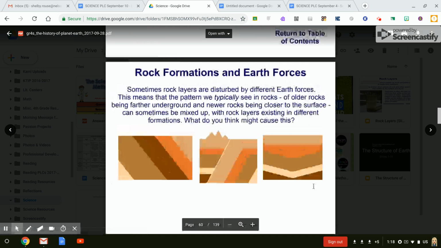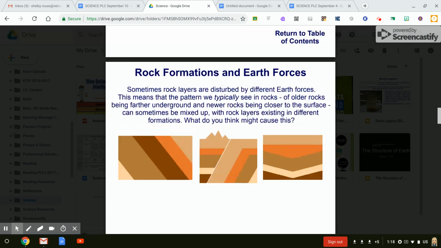So these three images kind of show us what rock layers look like anytime one of Earth's forces disturbs what's going on with our layers. So we know that because of the law of superposition, our older rock layers are found on the bottom and our younger rock layers are found on the top. So sometimes rock layers are disturbed. That means they're kind of messed up by different earth forces. And this means that the pattern we typically see in rocks, older layers on the bottom, younger layers closer to the surface, can sometimes be mixed up with rock layers existing in different formations.